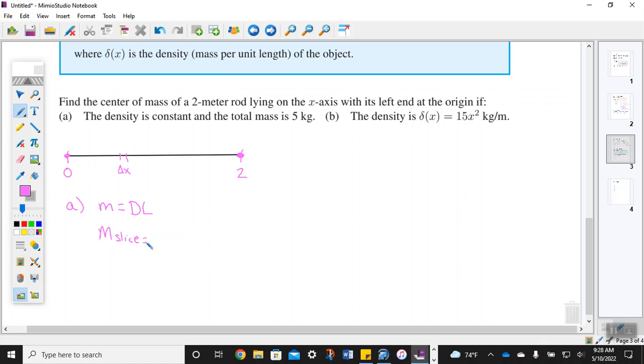that's going to equal my density. Do we know the density? We just know it's constant. And the total mass is 5. Okay. All right. I don't like this question.